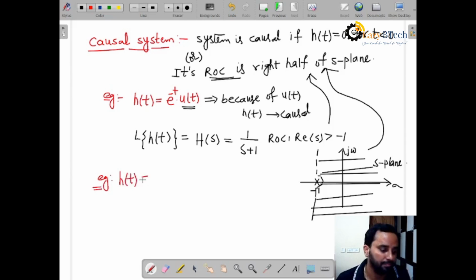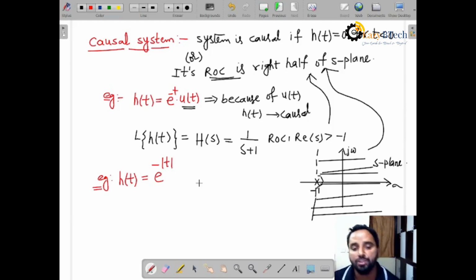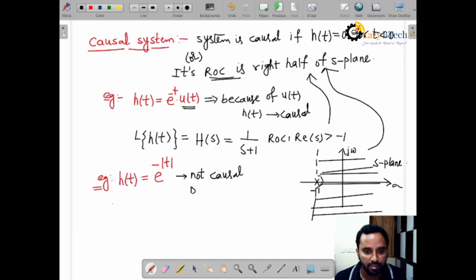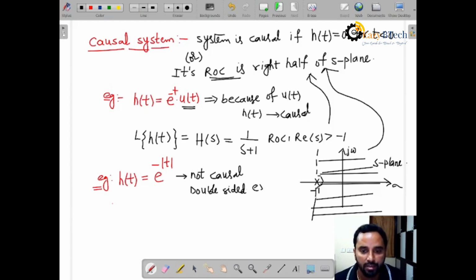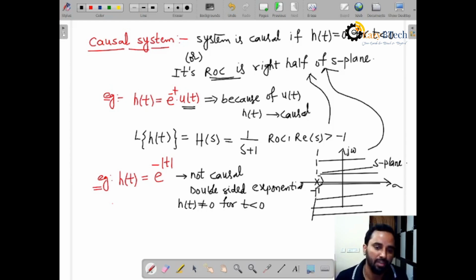Now another example. h of t is equal to e power minus mod t. This is a double sided exponential. e power minus mod t means e power minus t for t greater than 0, and e power plus t for t less than 0. It is not causal because it is a double sided exponential, meaning h of t also exists on the left side. Here h of t is not equal to 0 for t less than 0. This is the reason it is not causal.